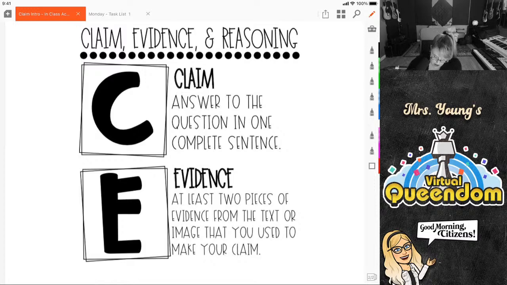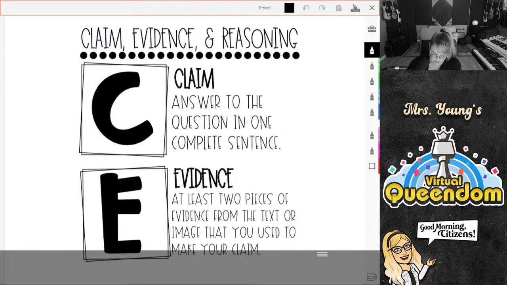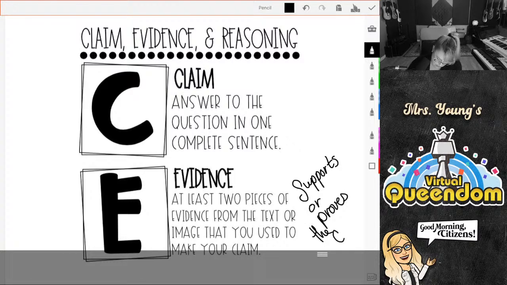And then from there, I would pull evidence. Evidence supports or proves the claim. So they go hand in hand.